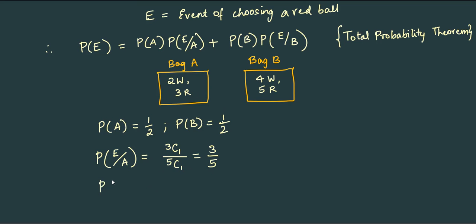Similarly, probability of choosing a red ball from bag B. There are total 9 balls, so the number of ways of selecting any one ball is 9C1. And there are 5 red balls, so the number of ways of selecting a red ball is 5C1. So 5 upon 9. So probability of E given A and probability of E given B is this.